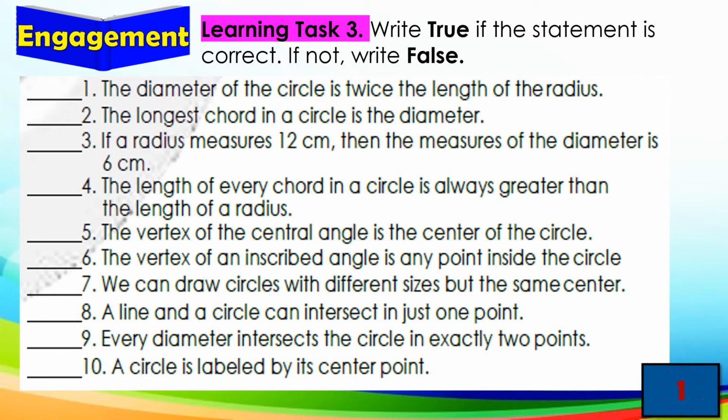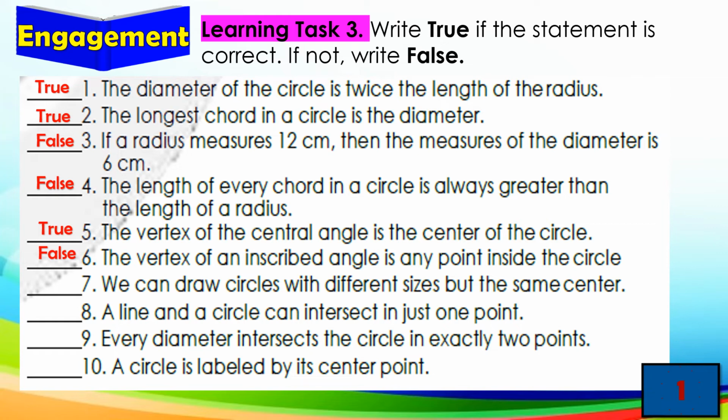Okay, so let us now have the answer for learning task 3. For number 1, the answer is true. Number 2, the answer is true. Number 3, if your answer is false, you are correct. Number 4, the answer is also false. And number 5, the answer is true.